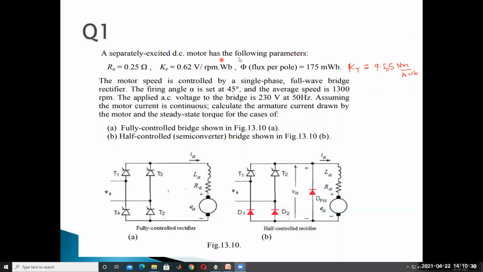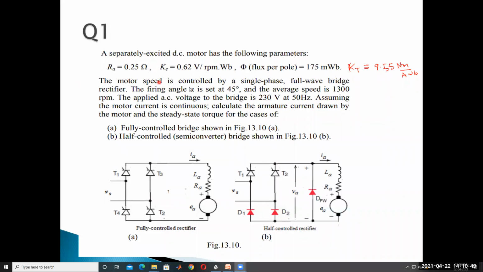A separately excited DC motor has the following parameters: Ra is equal to 0.25 ohms, back EMF constant is equal to 0.62 volts per RPM Weber, and flux per pole is nothing but 175 milliwebers, and torque constant is 9.55 Newton meter per ampere Weber.